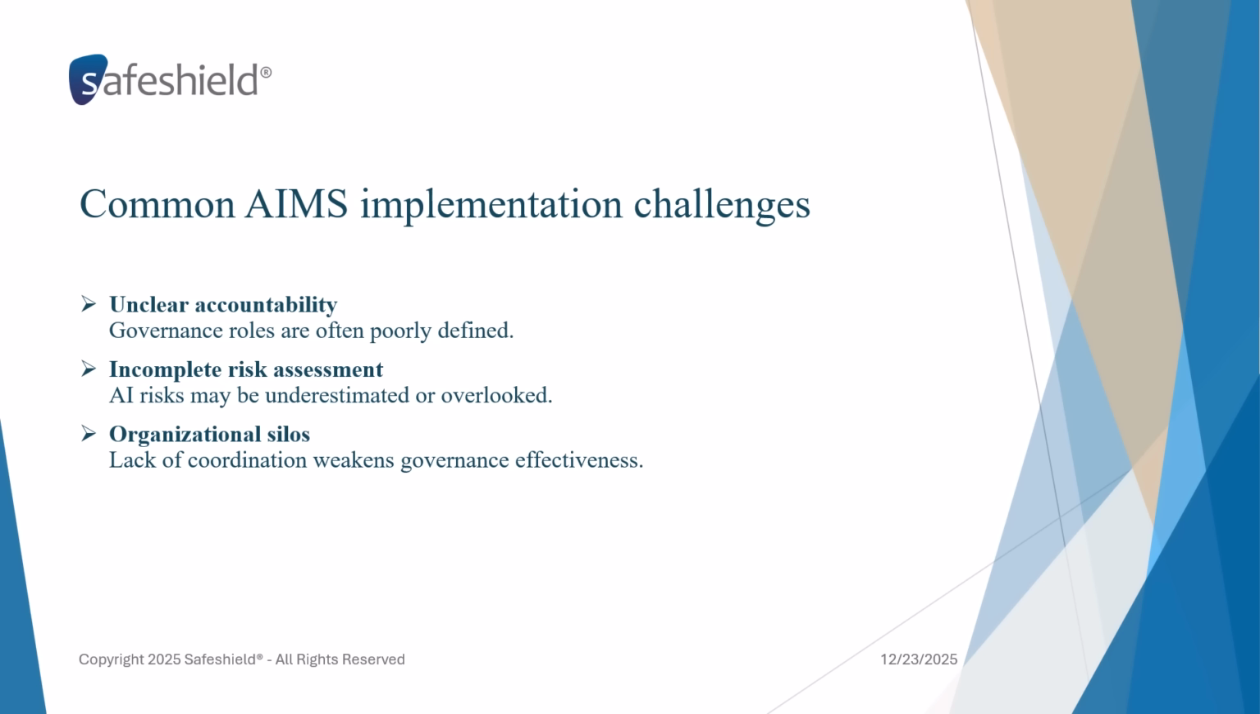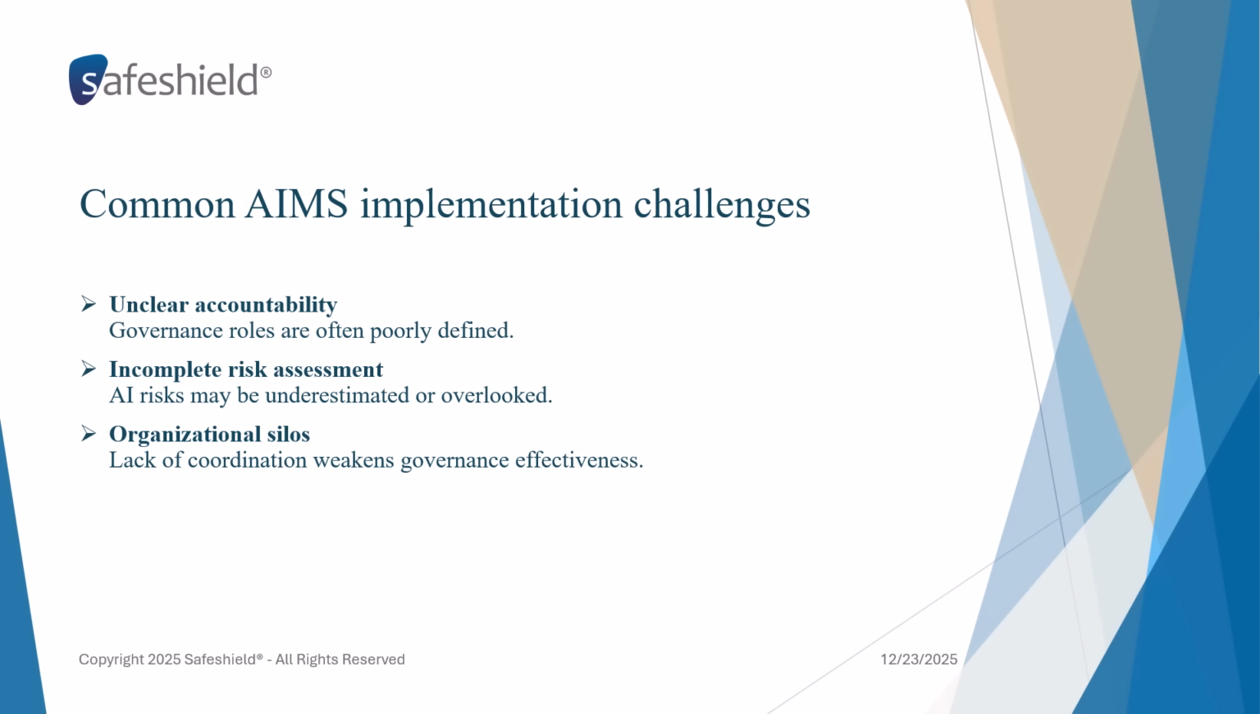Organizational silos also weaken AIMS implementation. When technical teams, risk management, legal, and business units operate independently, governance controls are inconsistently applied. Communication gaps result in missing approvals, undocumented changes, and ineffective monitoring. Third-party AI services and shadow AI tools often exacerbate these issues.